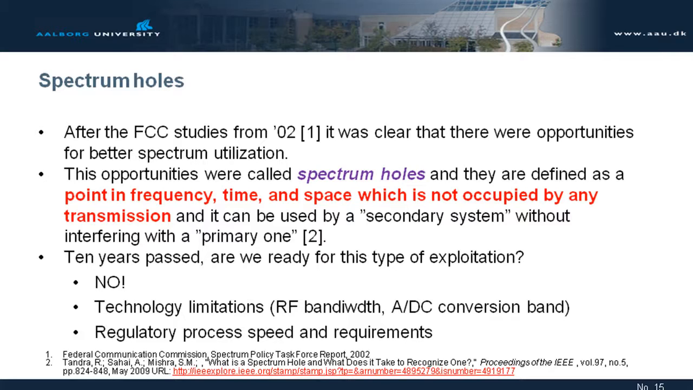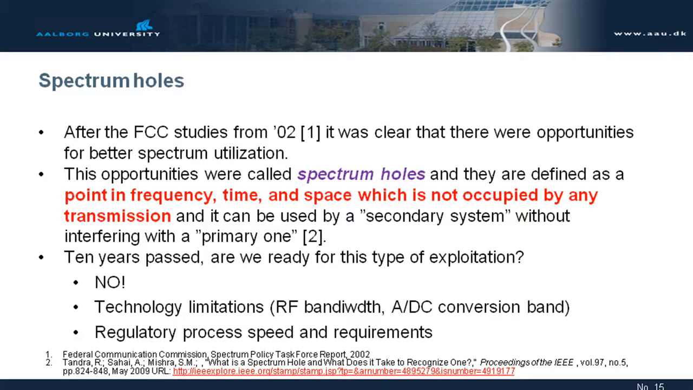And they defined very nicely that there are points in frequency, time, and space where the spectrum is temporarily not occupied by any transmission. We call this opportunity a spectrum hole. And their usage is called opportunistic usage of the spectrum, because we exploit the opportunity.